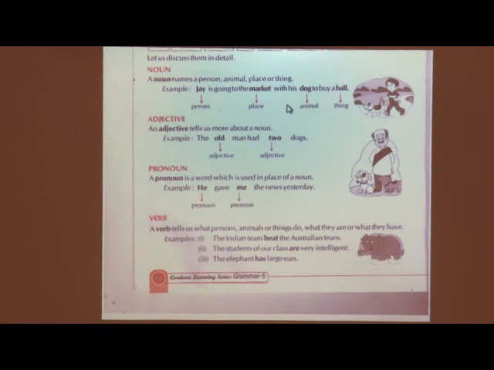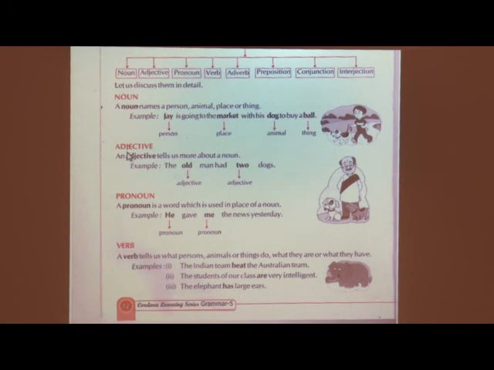The second one is an adjective. See what they have told: an adjective tells us more about a noun. If I want to describe a noun or tell a quality of a noun, I am going to use one particular word before the noun, and that is called an adjective. If I want to tell more information, qualify or describe a noun, that is called an adjective, and that is the second part of speech.